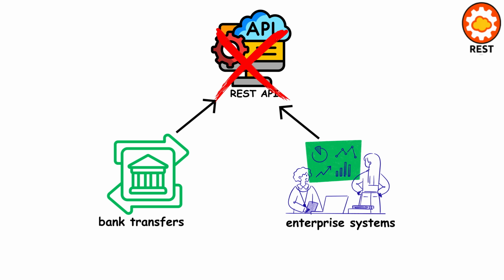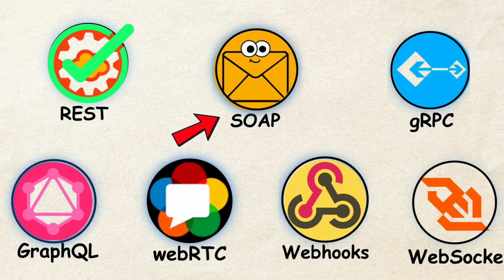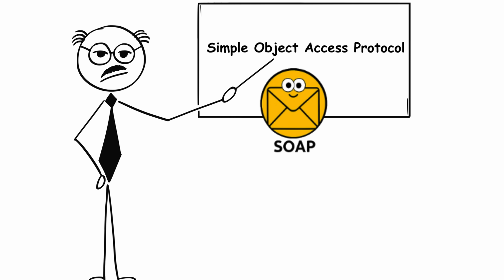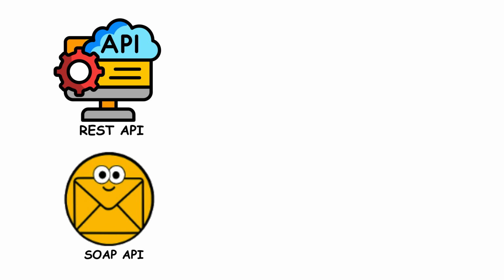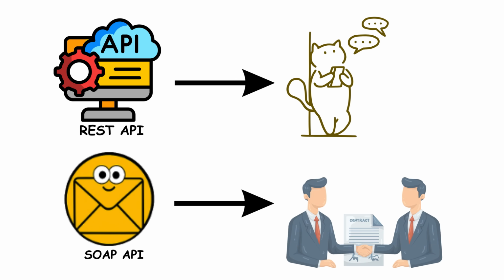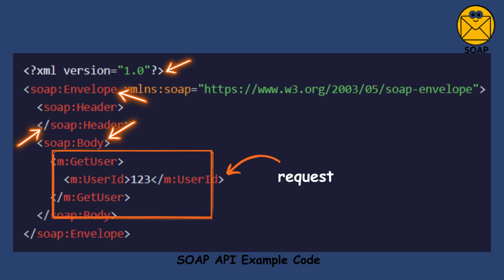But REST isn't formal enough for your bank transfers and enterprise systems. That's where SOAP API comes in. SOAP API. SOAP, or Simple Object Access Protocol, is one of the oldest and most formal ways that systems communicate with each other. If REST is like a casual phone call, SOAP is more like a formal business contract. Every message must follow strict rules and comes wrapped in XML, with a very specific structure: an envelope to wrap everything, a header for metadata, and a body that holds the actual request or response.